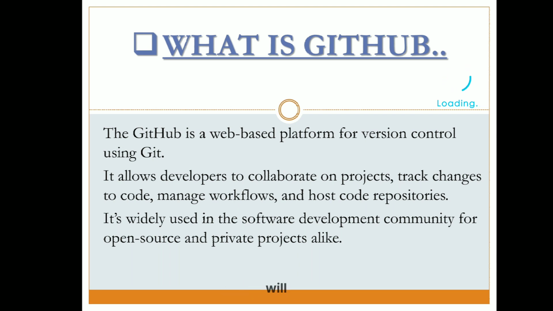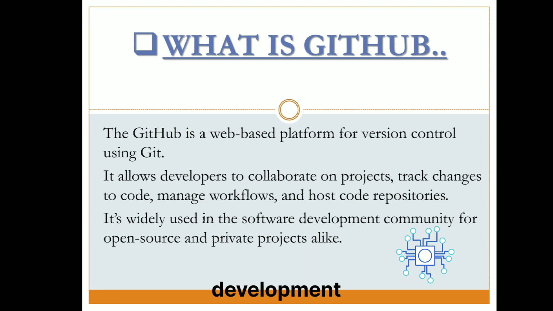So friends, today we will talk about what is Git and GitHub. GitHub is a web-based platform for version control using Git. It basically allows developers to collaborate on a project, track changes to code, manage workflow, and host code repositories. It's widely used in the software development community for open source and private projects alike.